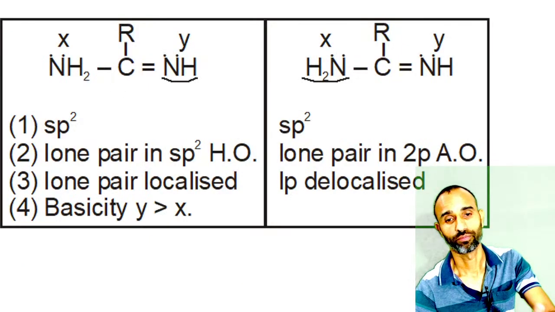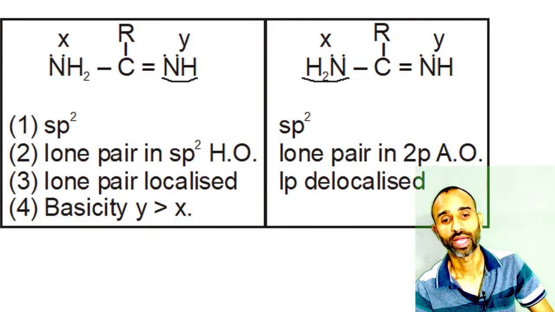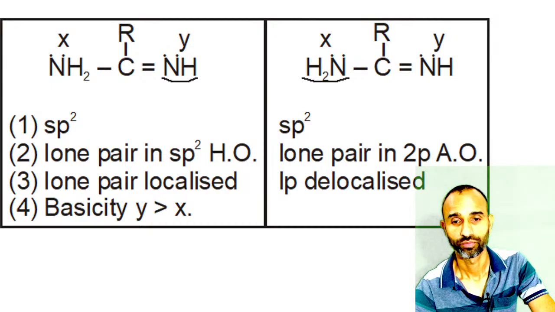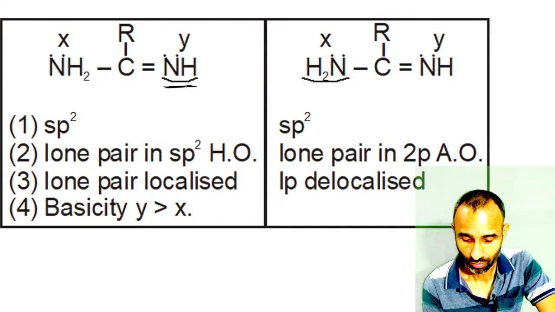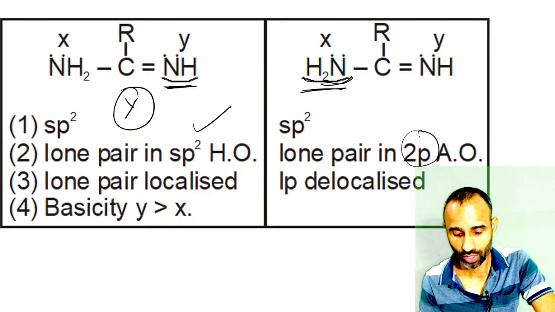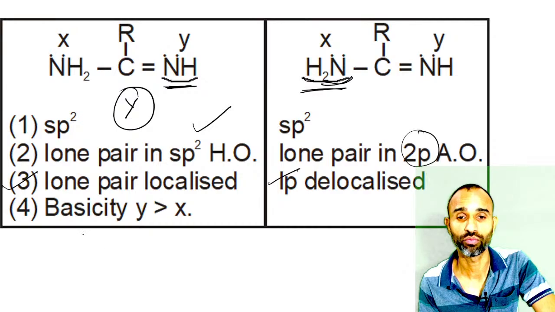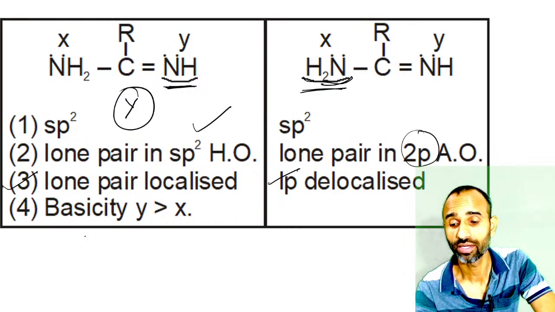So see, both are sp2 hybridized. In case of Y, it is in an sp2 hybrid orbital, but this one is in a 2p atomic orbital. Here the lone pair is localized, but in this case the lone pair is delocalized. That's why the basicity of Y is more than X.